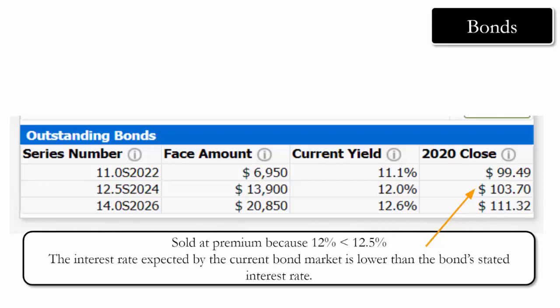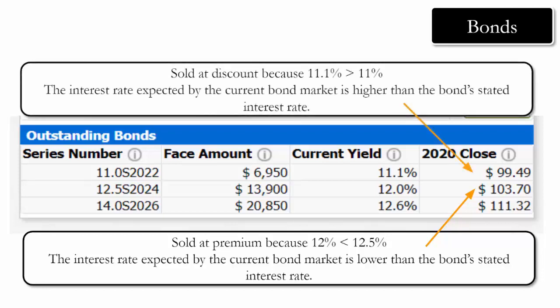Falling interest rates make bond prices rise because it means the company is more creditworthy. The interest rate expected by the current bond market is therefore lower than the bond's stated interest rate, and the bond therefore would be sold at a price premium. Rising interest rates make bond prices fall because it means the company is less creditworthy. The interest rate expected by the current bond market is higher than the bond's stated interest rate. The bond therefore would be sold at a price discount.